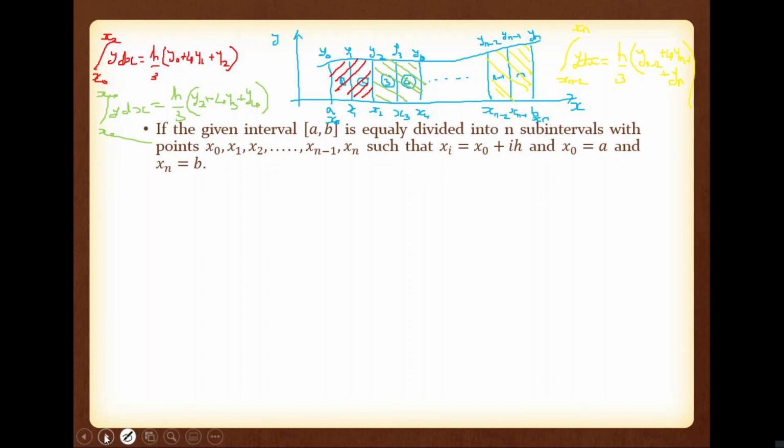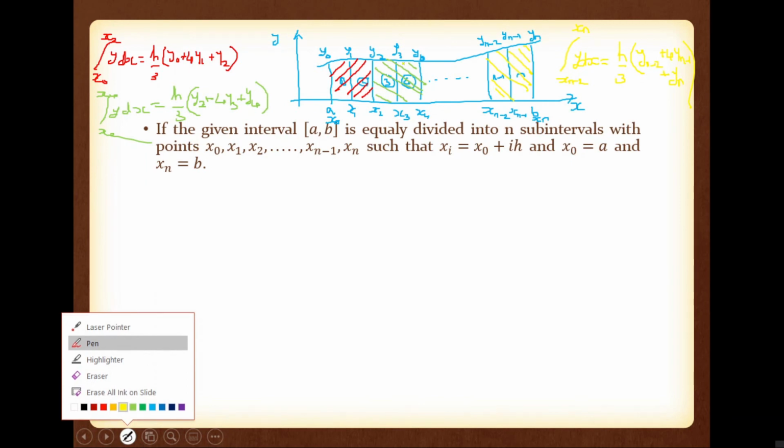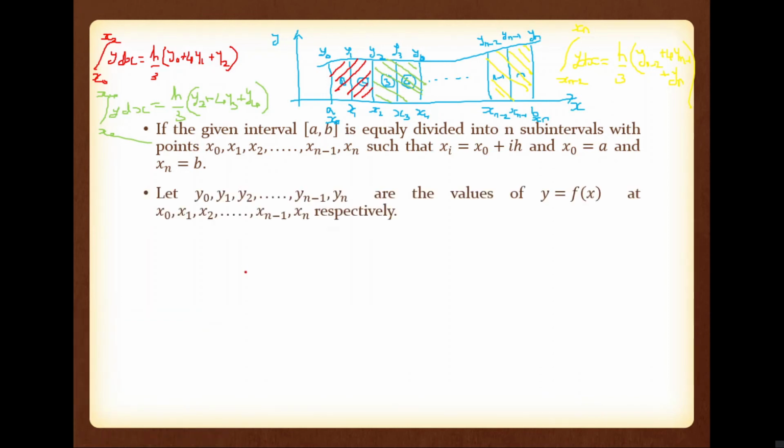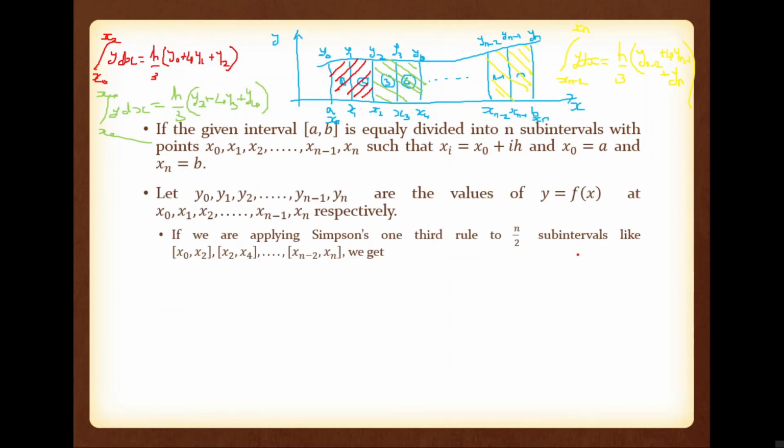So what can we do now? We can combine. If you are asked to find the integration from a to b, we can consider all these shaded areas as sub-segments, that is x0 to x2, x2 to x4, x4 to x6, x6 to x8, etc., xn minus 2 to xn. Okay. So we can write the interval. Here we are considering x0 to x2, x2 to x4, etc., xn minus 2 to xn.